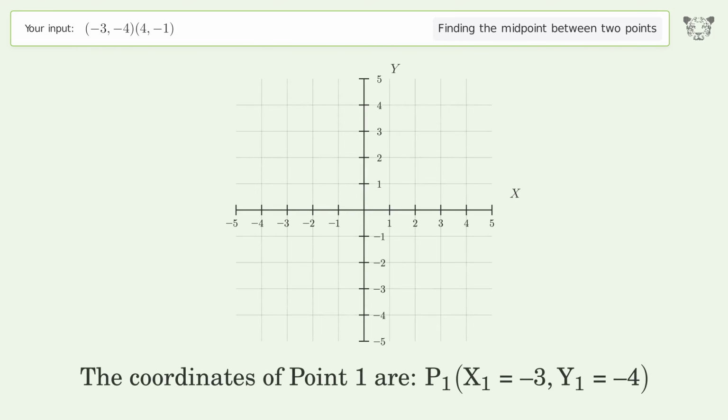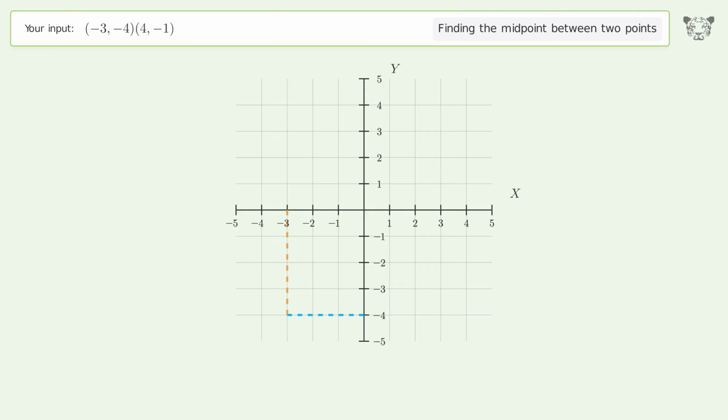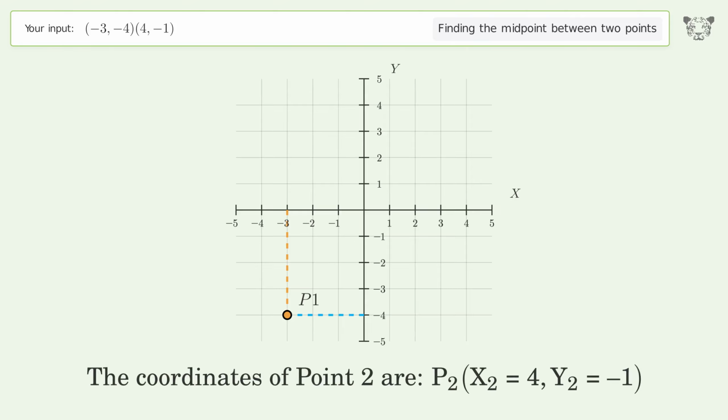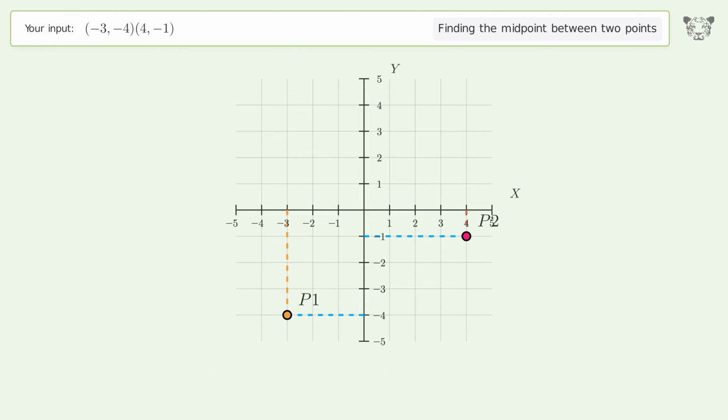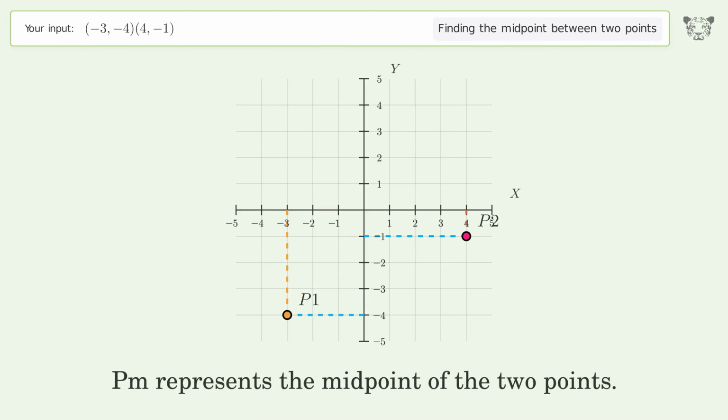The coordinates of point 1 are x1 equals negative 3, y1 equals negative 4. The coordinates of point 2 are x2 equals 4, y2 equals negative 1. PM represents the midpoint of the 2 points.